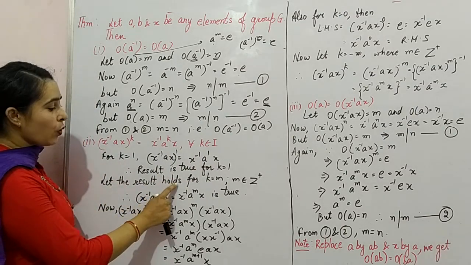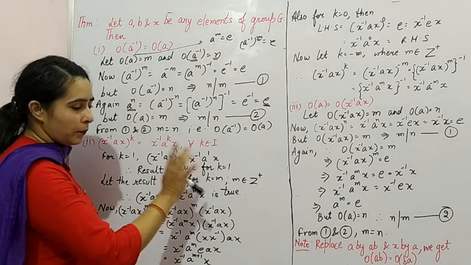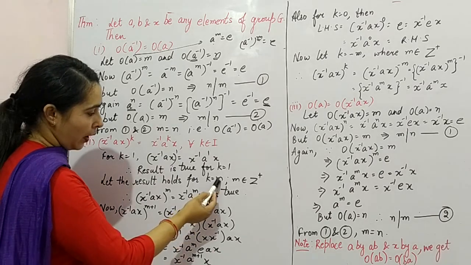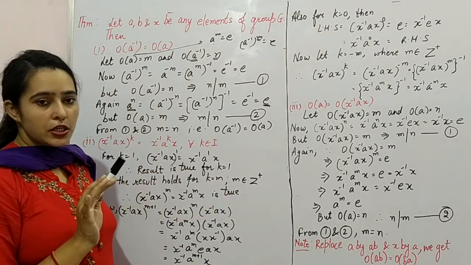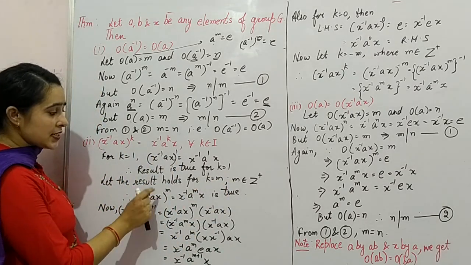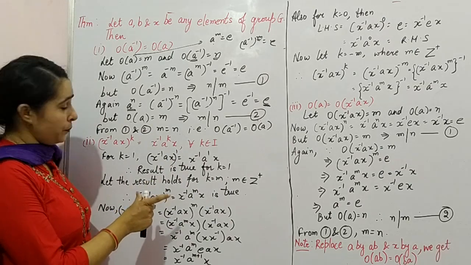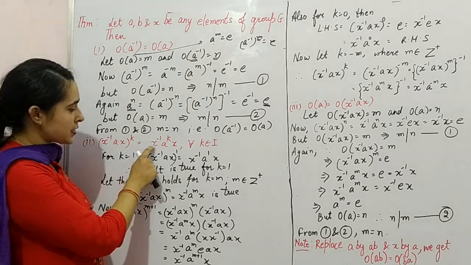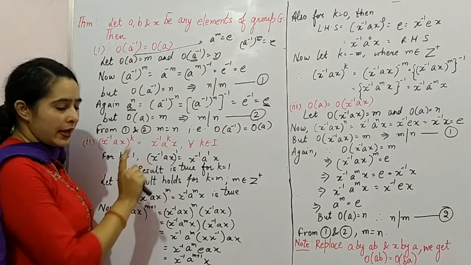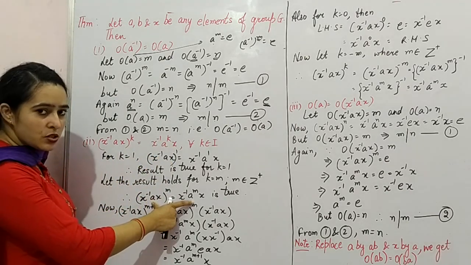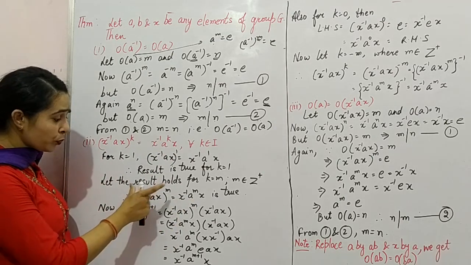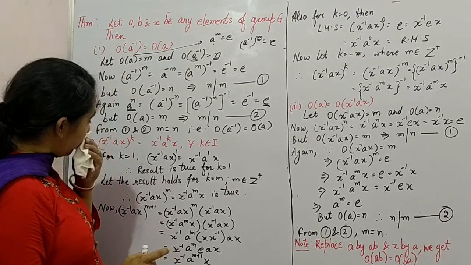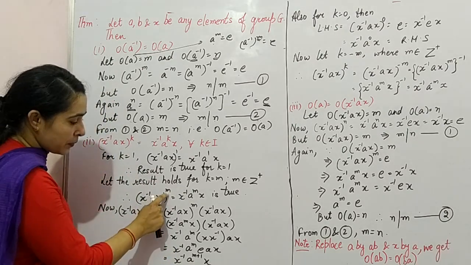Now let the result hold for k is equal to m. Let us suppose that the result is true for k is equal to m, where m is any positive integer. If this result is true for k is equal to m, then (x⁻¹ax)^m should be equal to x⁻¹a^m x. So let us suppose that this is true. Now we have to prove this result for m plus 1.